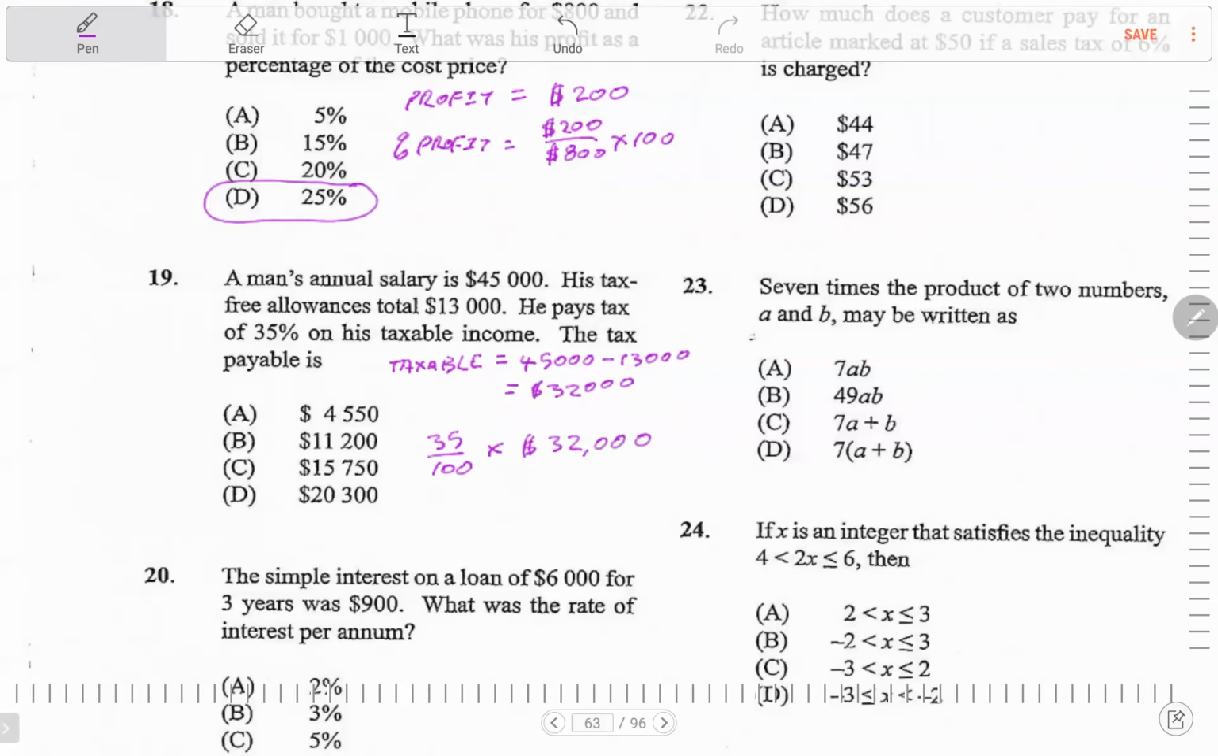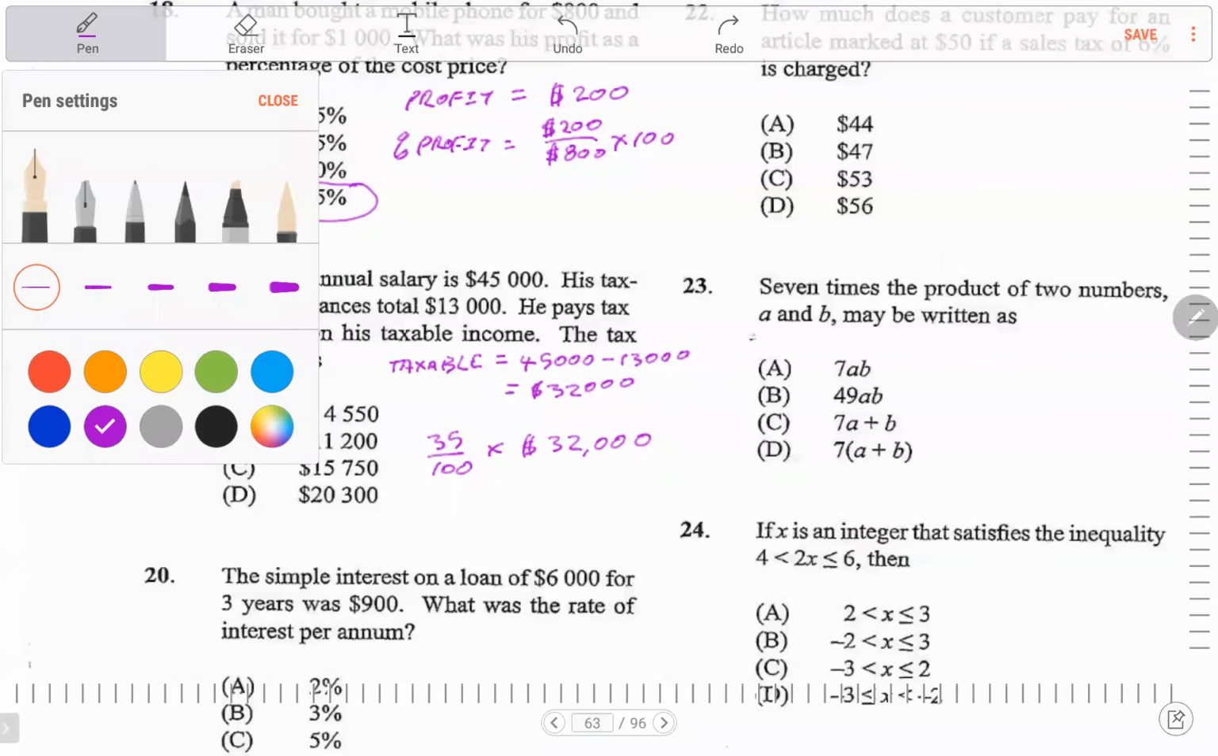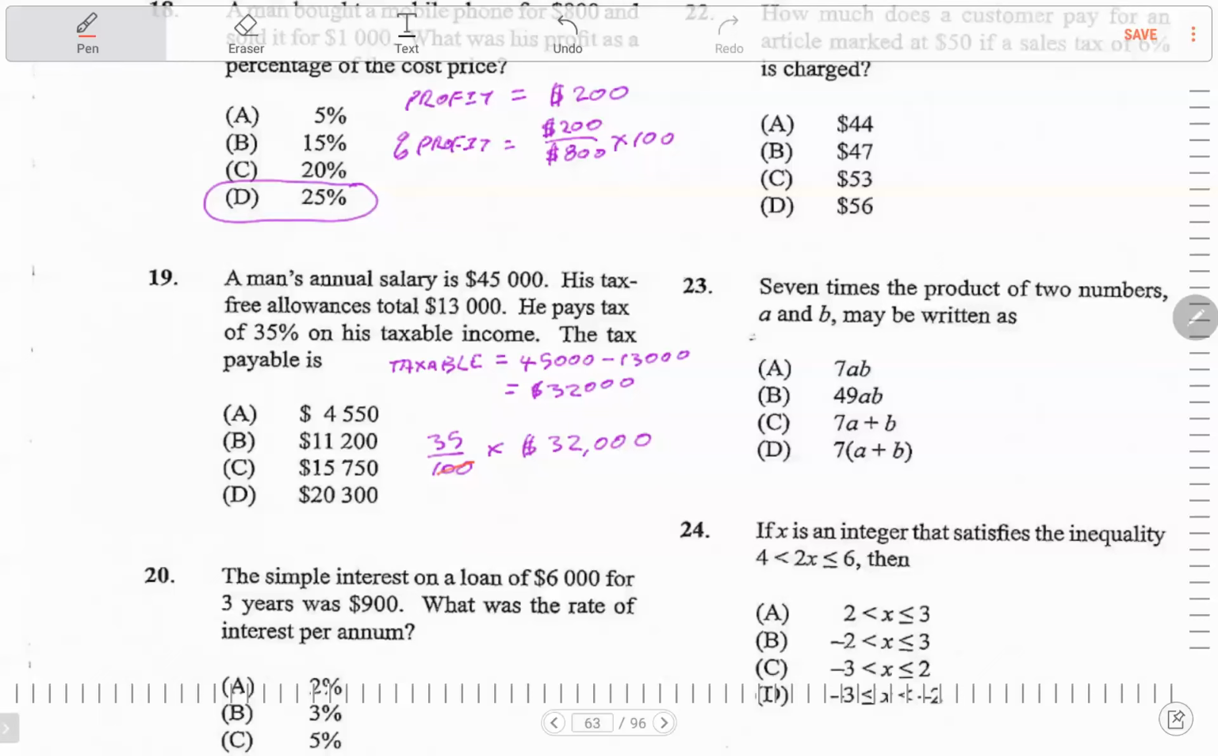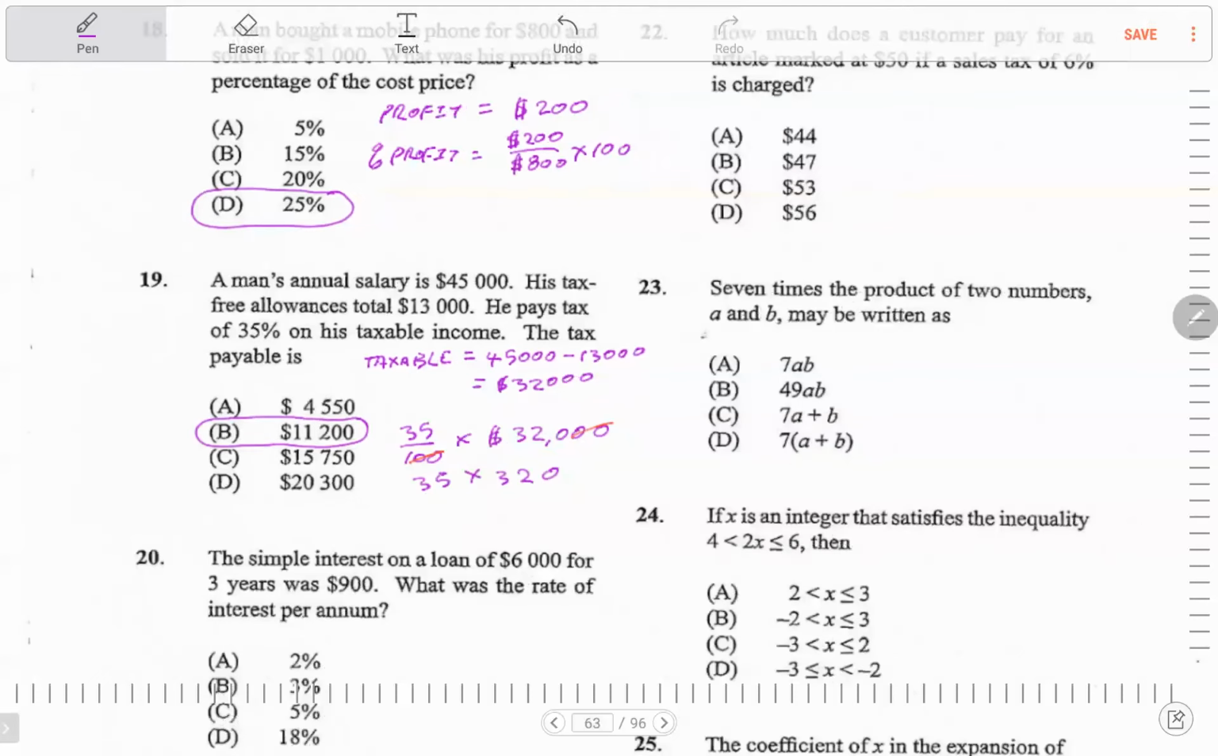All right, so if you cancel these two, simplify down, cancel these two and cancel these two. Then it's 35 times 320. All right, so you can work it out step by step. The answer is 11,200. All right, 11,200 is the answer. So that is that.